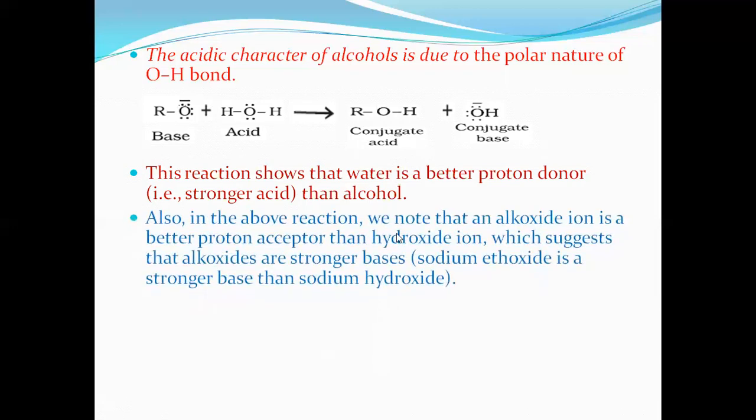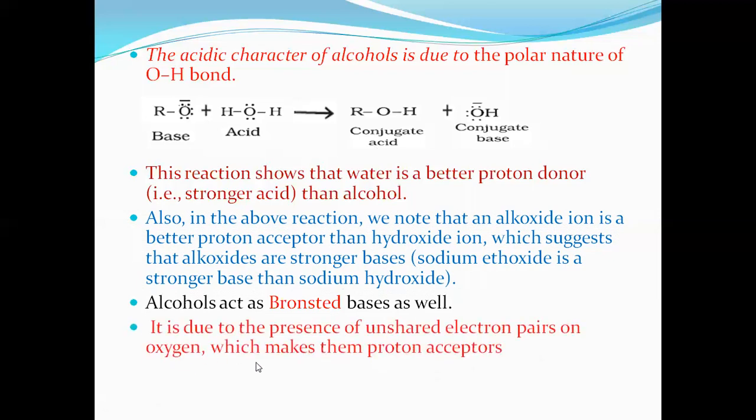Also in the above reaction, we note that alkoxide ion is a better proton acceptor than hydroxide ion, which suggests that alkoxides are stronger bases. Since they are stronger bases, their conjugate is always an acid. Therefore, alcohol is the conjugate acid. Therefore, alcohols act as Bronsted bases as well. It is due to the presence of unshared electron pairs on oxygen, which makes them proton acceptors.